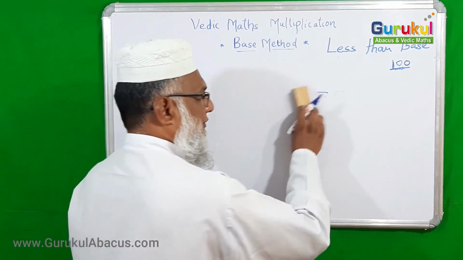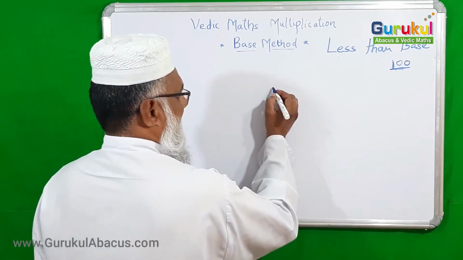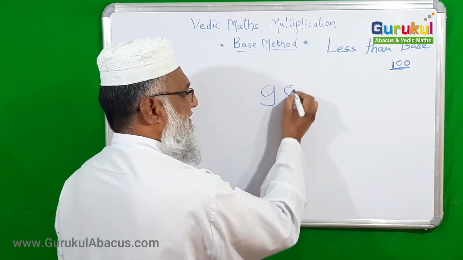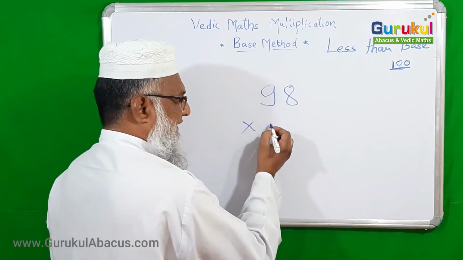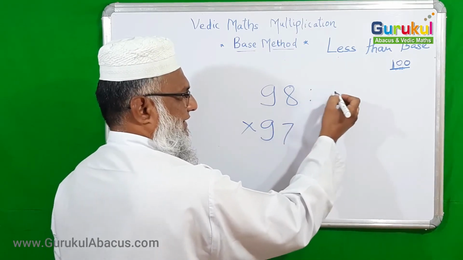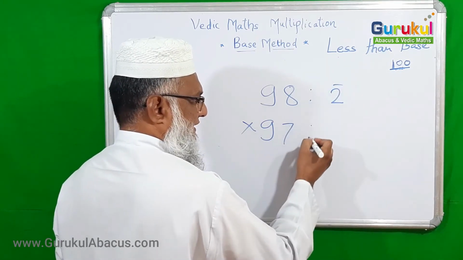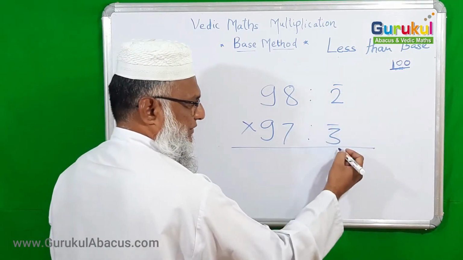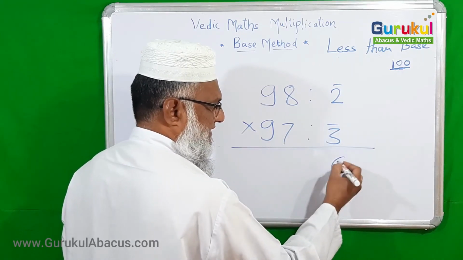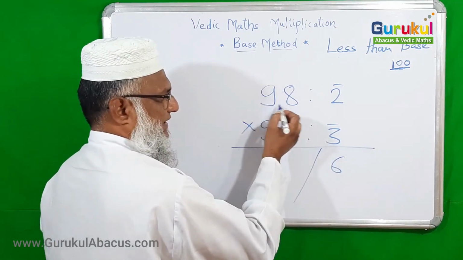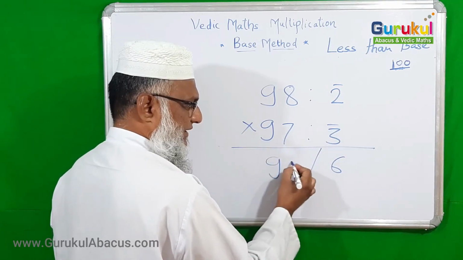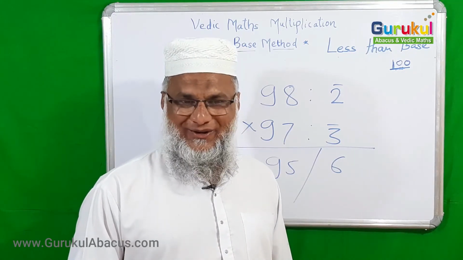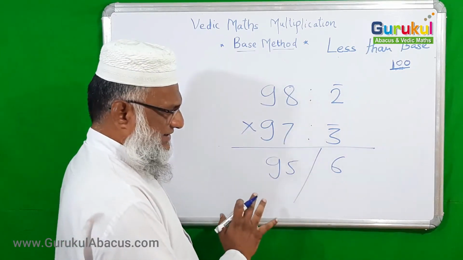Here you will understand one more different point. Our example is 98 multiplied by 97. Okay, it is less than 2, it is less than 3 by base, you know it. Now less 2 into less 3 is 6. Now 98 minus 3 is 95, but still this example's answer is not completed yet. If you observe, something is missing here.